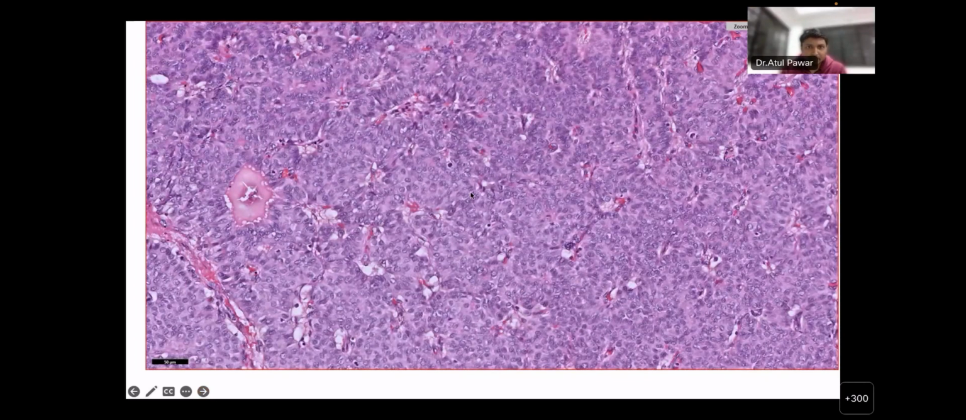Okay, this is high power. Ma'am, the nuclei are uniform, angulated, and grooved. You can see beautiful grooves. Everybody could appreciate the grooves, right?